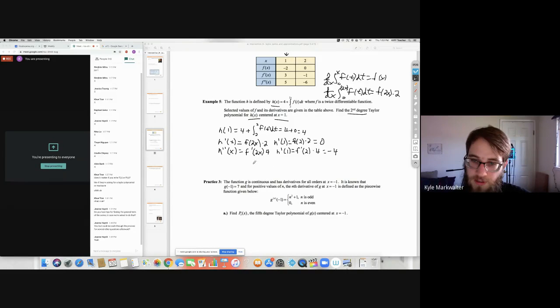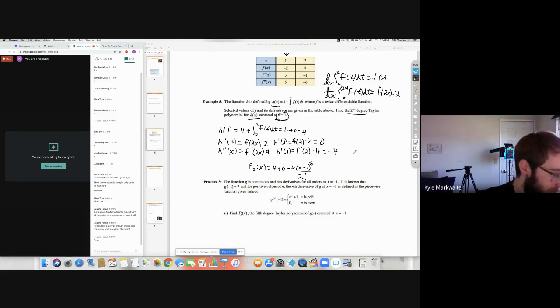So what do we get? We get here then that our second degree Taylor polynomial starts with that value, 4. Plus, my next term will just be 0 times (x minus 1) to the first power over 1 factorial, but this is 0, so it doesn't matter. Minus 4 times (x minus 1), because I'm considering it at 1. Right? Now on my second derivative, this is squared over 2 factorial. Thoughts or questions about that?